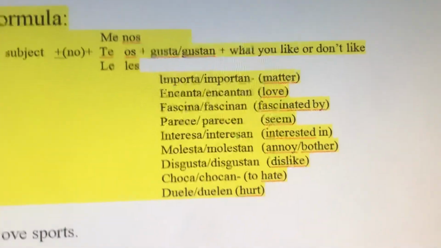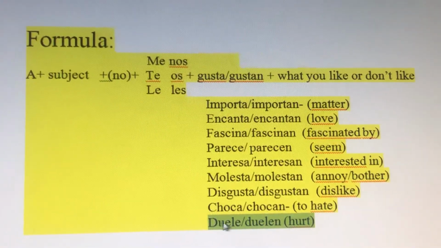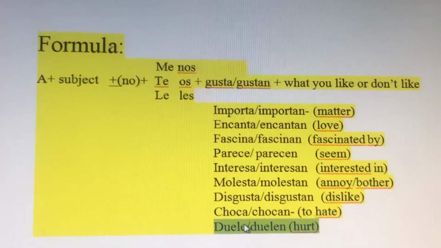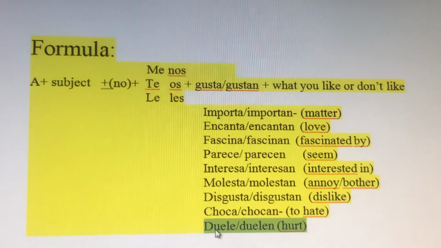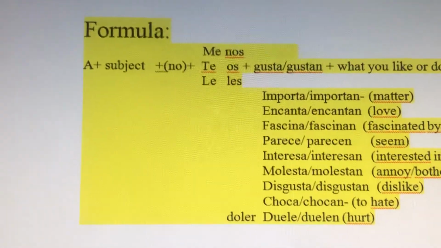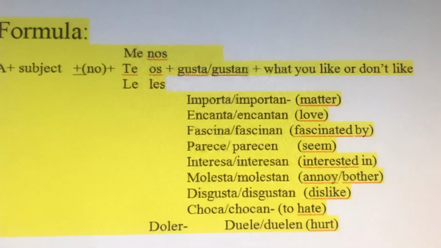The main one that we're actually going to be using is the verb doler. So I'll give you a whole slide, a whole note just about doler alone. But doler means something on your body hurts: duele or duelen. It's a stem changing verb, so it looks like this as the infinitive, but it changes to duele and duelen. It's an O to UE stem changer.